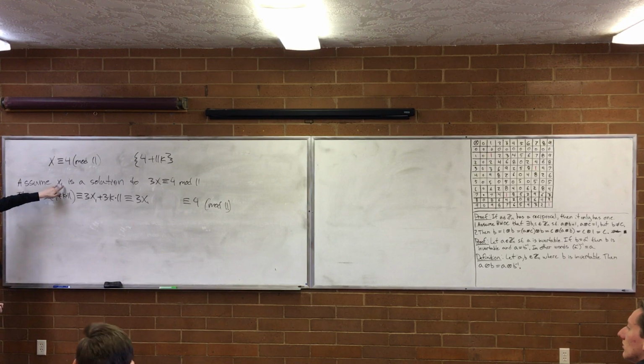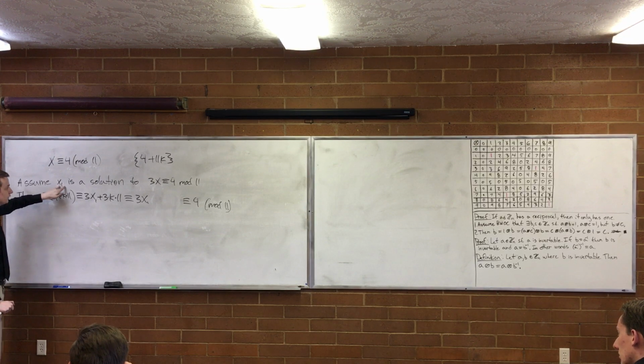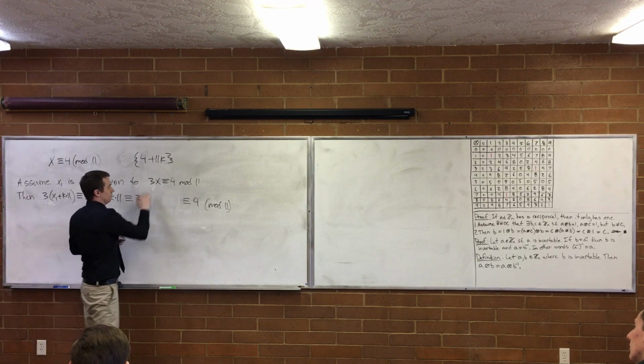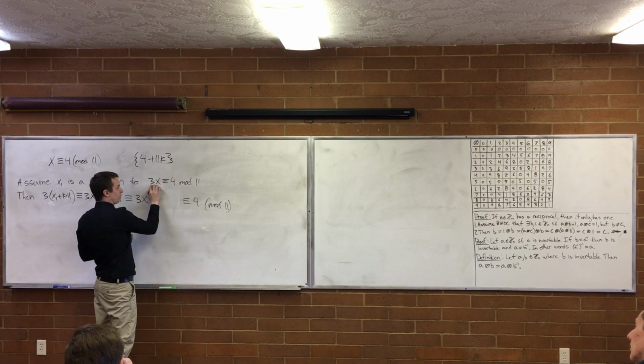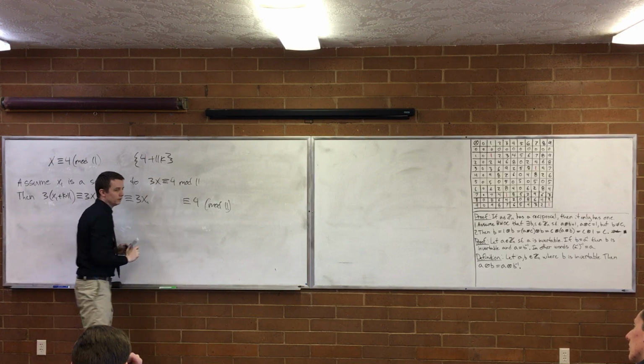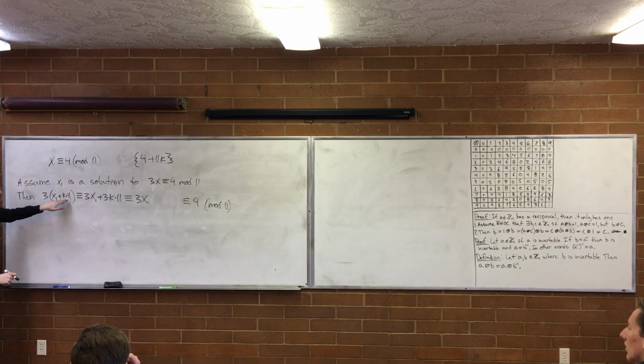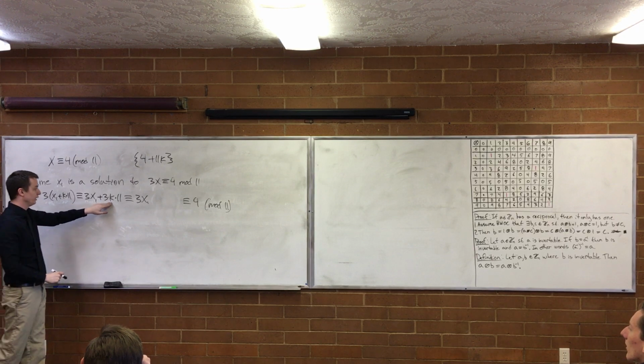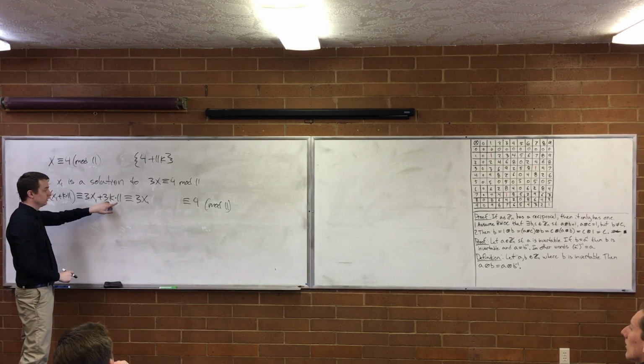So if I know a solution x1, if I know that 3 times x1 is congruent to 4 mod 11, then x1 plus any multiple of 11 will also work, as I'm showing. So 3 times x1 plus any multiple of 11 is equal to 3x1 plus 3 times some multiple of 11.